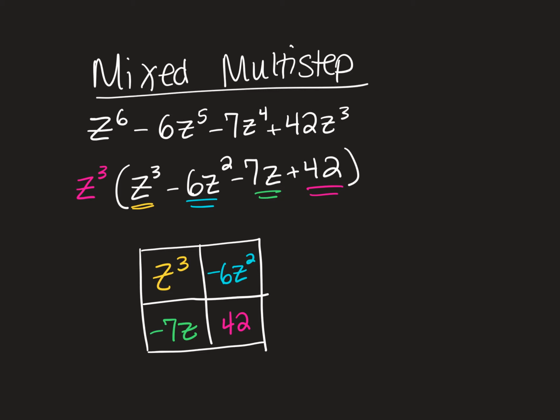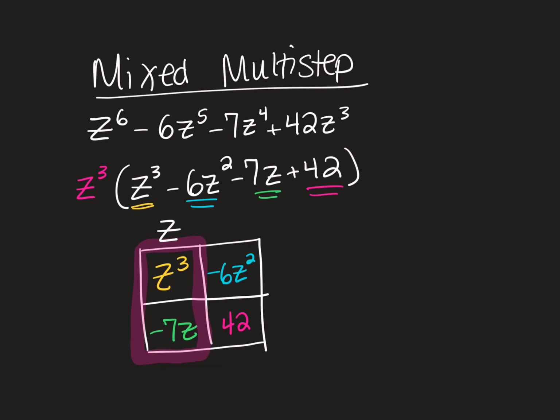So if I start out with the first column here, if I'm looking for a greatest common factor, I'm looking for something that both terms have in common. And the only thing that both z cubed and negative 7z have in common is z. That's it, nothing else. Then I can start really moving forward from there pretty easily.